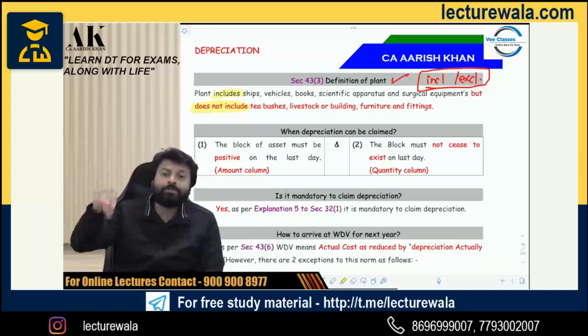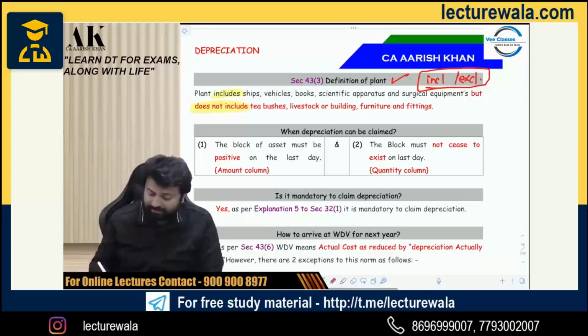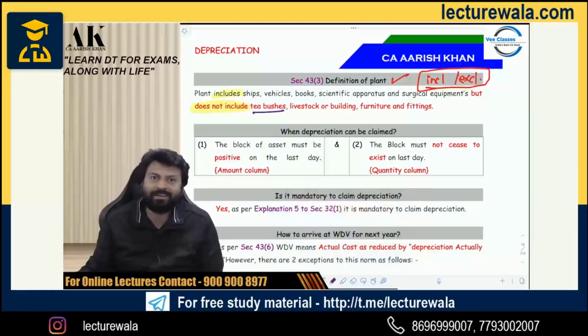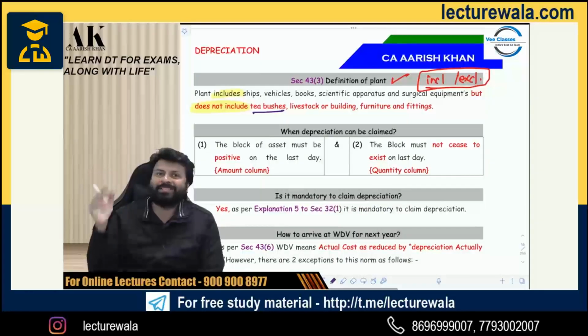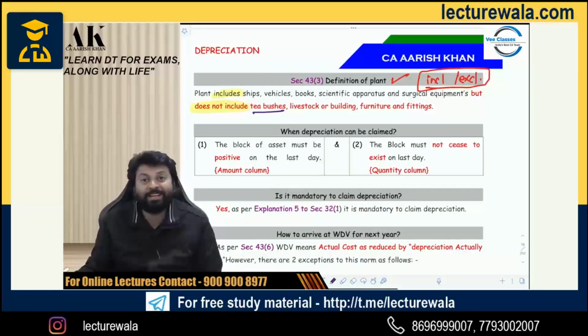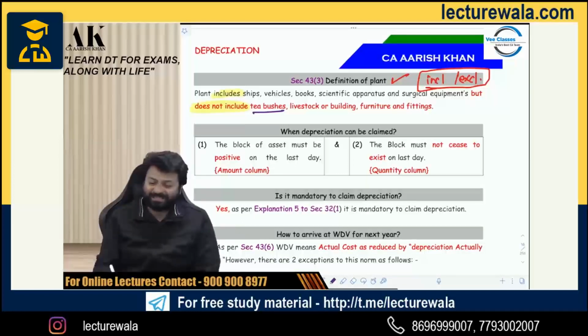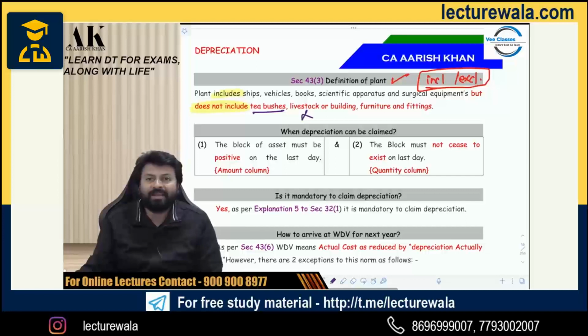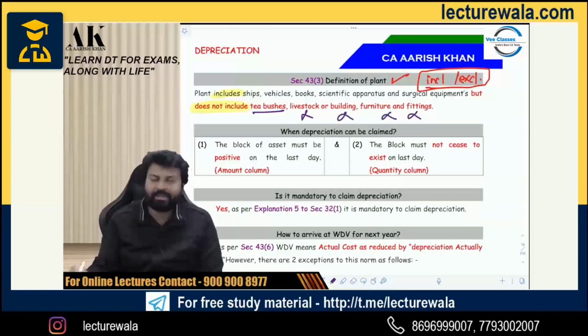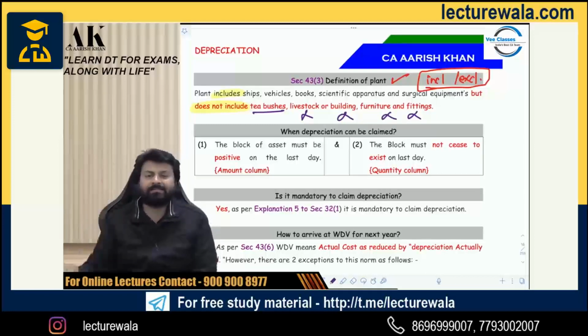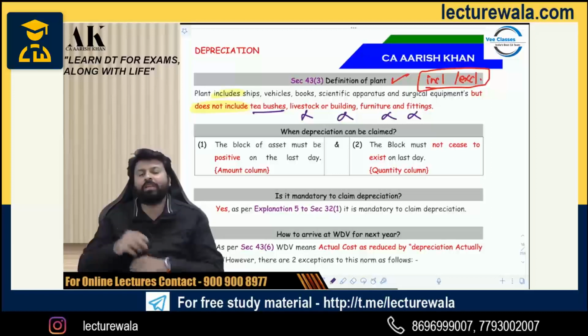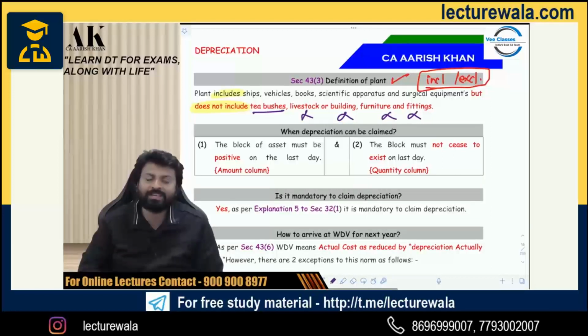But what does plant not include? You have to keep those things in mind. Tea bushes: you are literally taking the meaning of the term plant, or you are talking about tea leaves. The term plant does not include tea bushes. It does not include livestock. Livestock are not plant. It does not include building, furniture, fittings, because these are separate assets. You cannot call all of them plant. Actually, the meaning of plant is not given over here. They are just giving us an inclusive and an exclusive list.